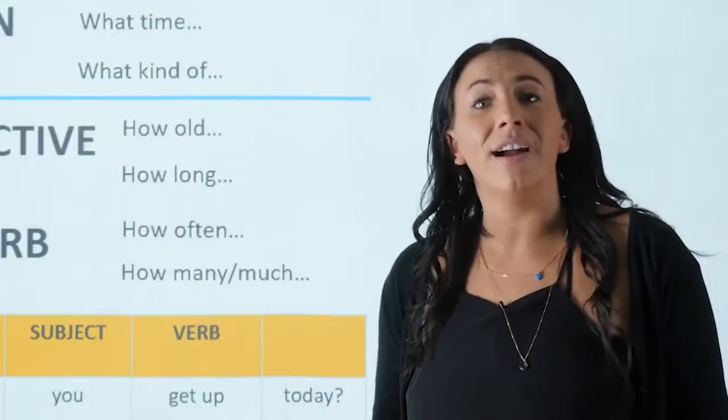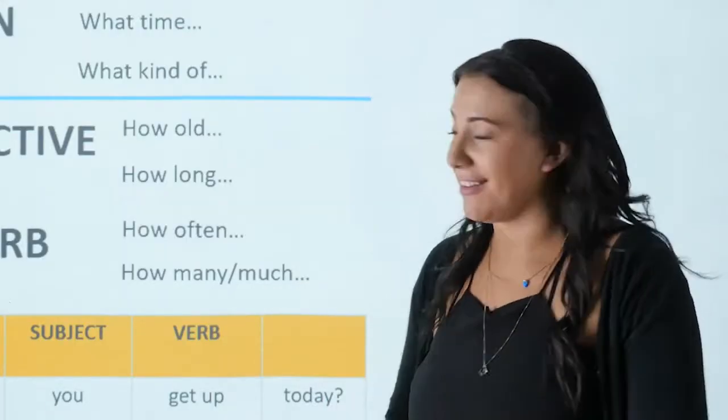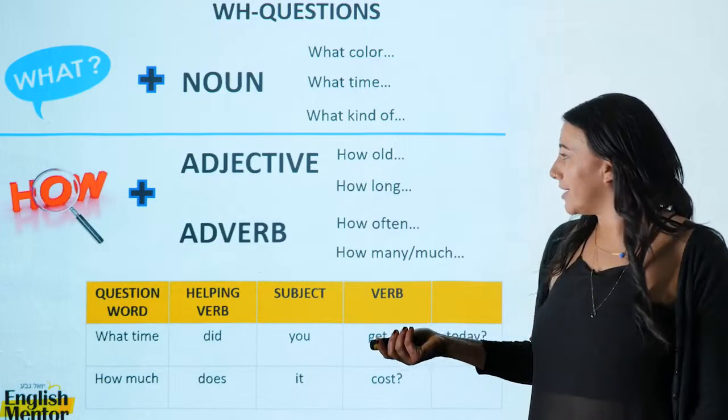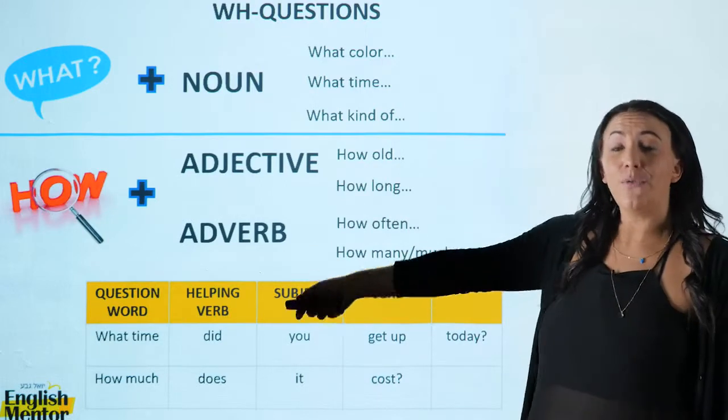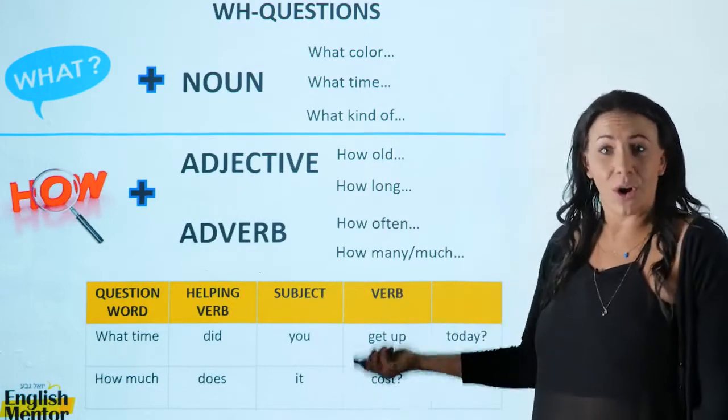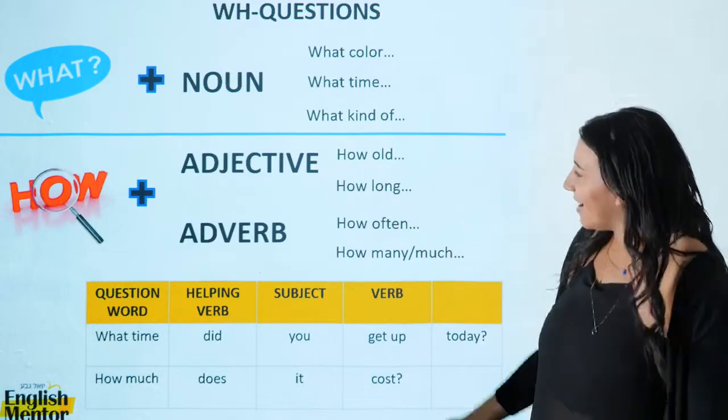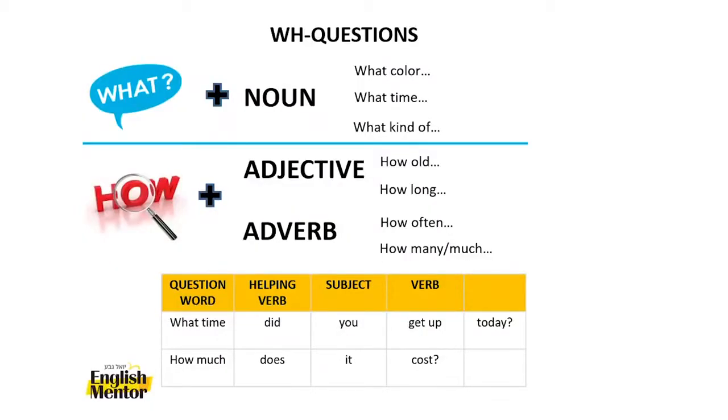How many people are there? How much time will it take? Okay? So, as you can see, question word, followed by the noun, adjective, or adverb, followed by our helping verb, subject, verb, and then whatever else comes after. Now, what do we do when we have a preposition? What is a preposition? Let me remind you.